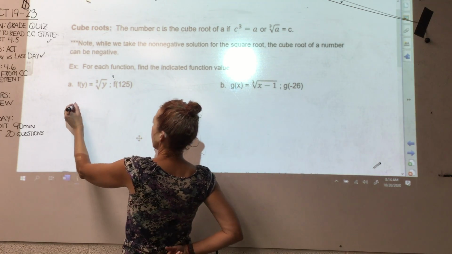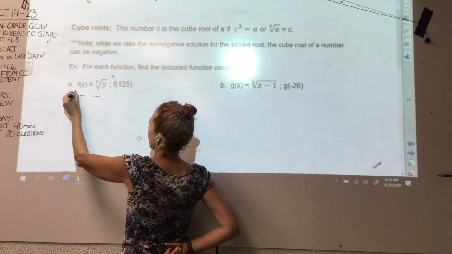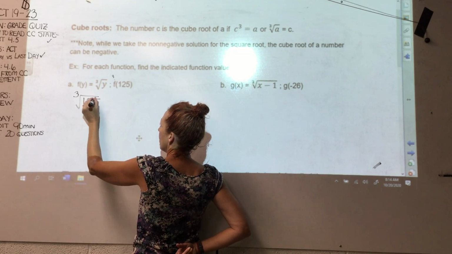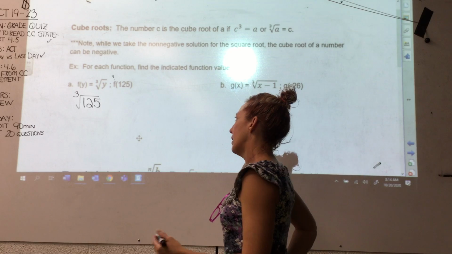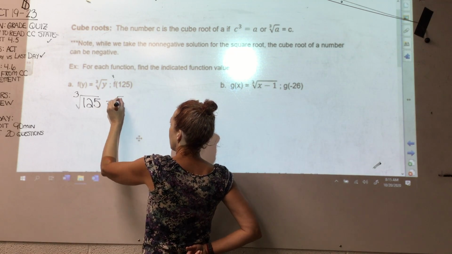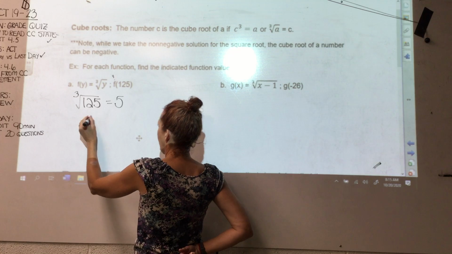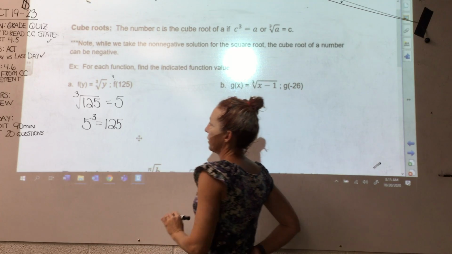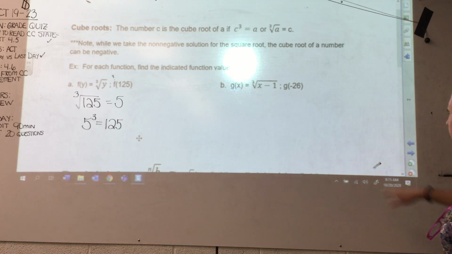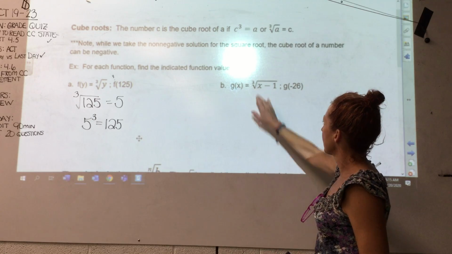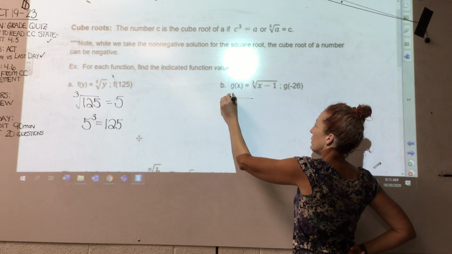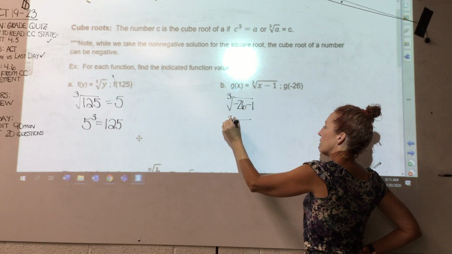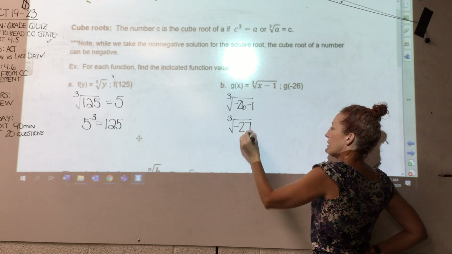Let's just plug it in and then you can just use your calculator. So the cube root, if I substitute 125 in for y right here, the cube root of 125 is 5, and we've done this again when we factored our perfect cubes because 5 to the third power is 125. All right, if we substitute in a negative 26 right here, negative 26, subtract one more, is the cube root of negative 27.